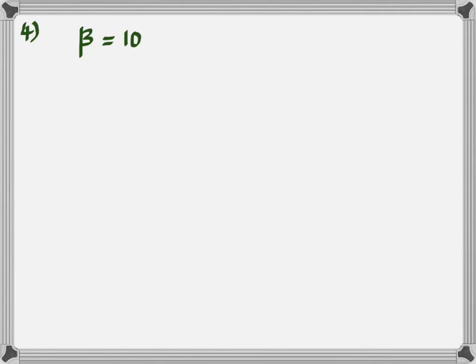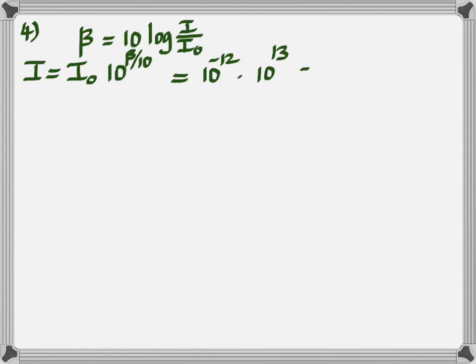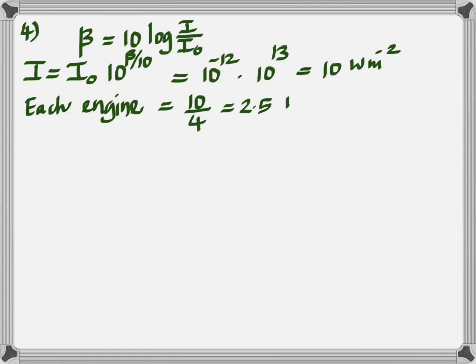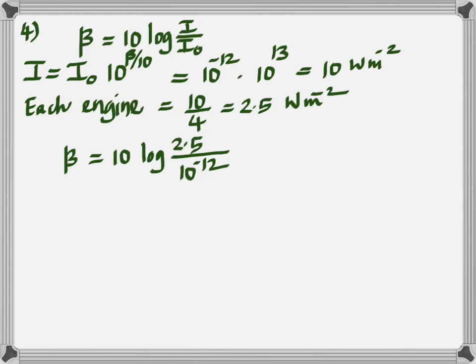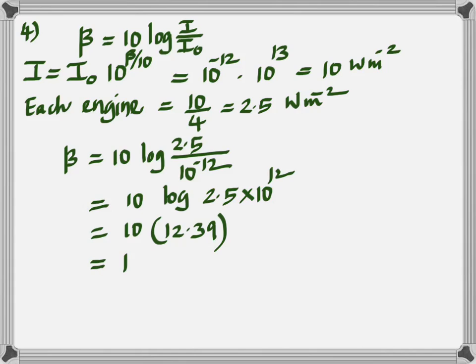Number 4, that's the formula. We're trying to find I. I'm using that ready-made formula because last time I gave you that, right? So you put it back into that, you get 10. Do you get it? At 10. And then divide 10 by 4, because there are 4 engines. So it's 2.5. And then convert the 2.5 into decibels. You take the log of that, and that's 12.39. So you get 123.9 decibels, which is 124 decibels.